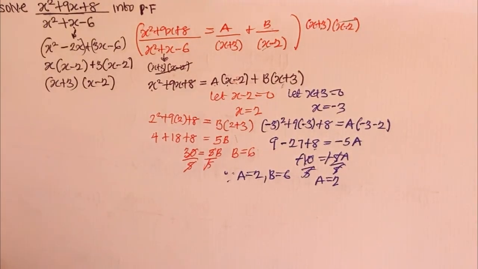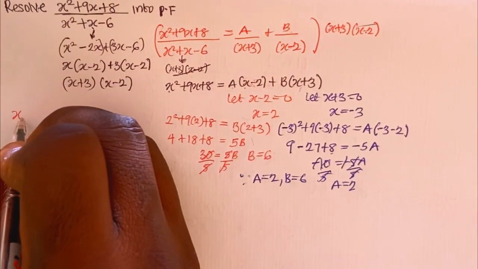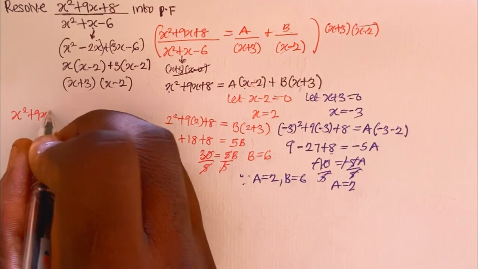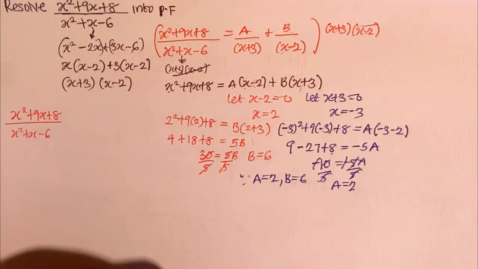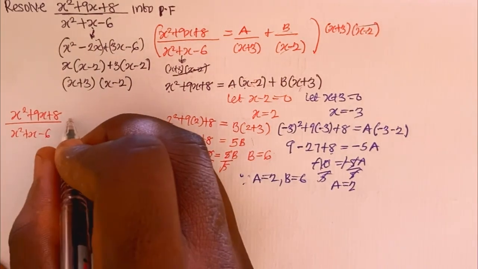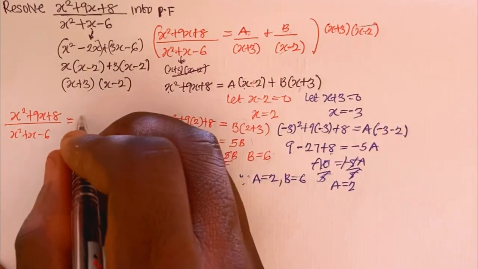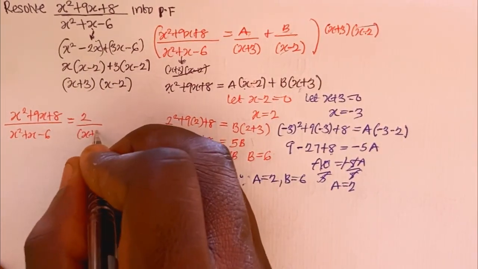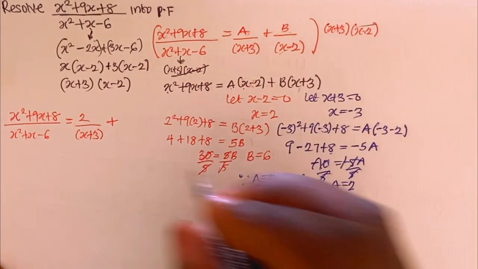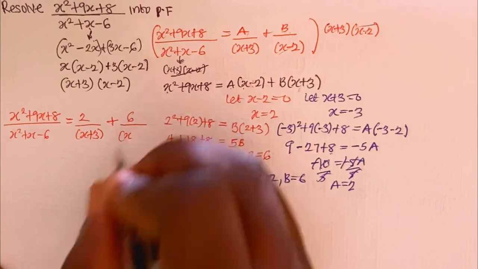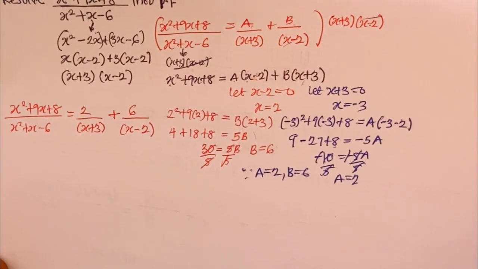So now this expression, x squared plus 9x plus 8 divided by x squared plus x minus 6, is equal now to a over x plus 3, and my a is 2, so that will be 2 divided by x plus 3. Then plus my b, which is 6, that will be 6 divided by x minus 2. So that's just the expression if you go ahead and use the factor method. Now let's see the expression.